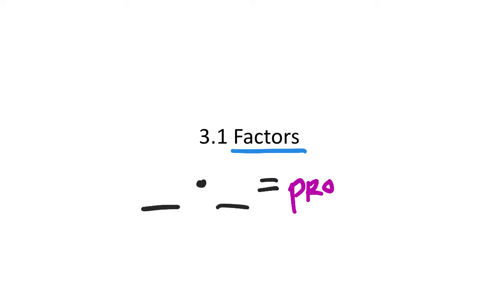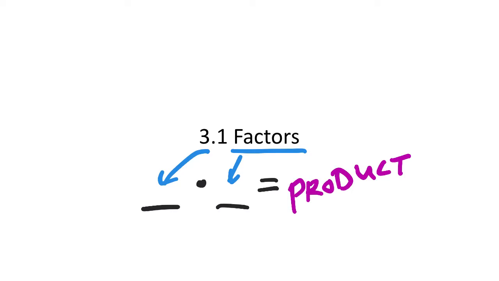Oh, there we go. What the heck? Spelling is not my forte, but that was awful. Product. There we go. But the factors would be whatever values you have in those two spots right there, okay? So when we say factors, we're really saying we're looking at values that multiply together to create a product.